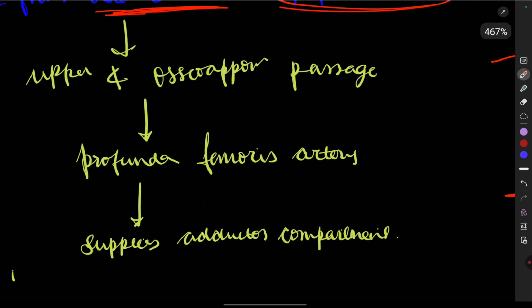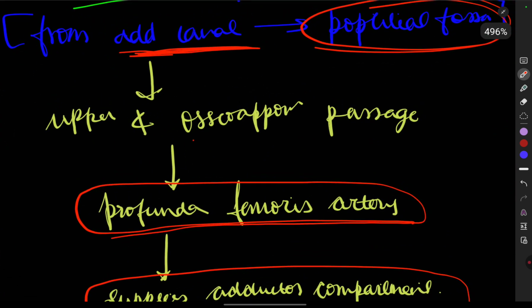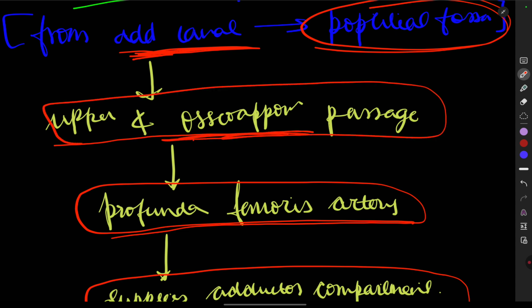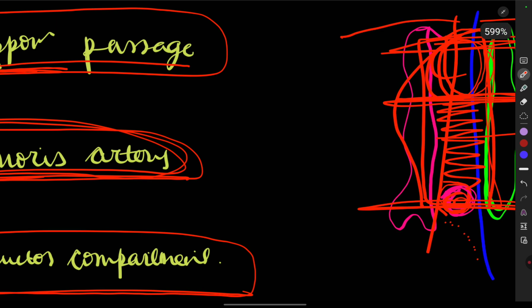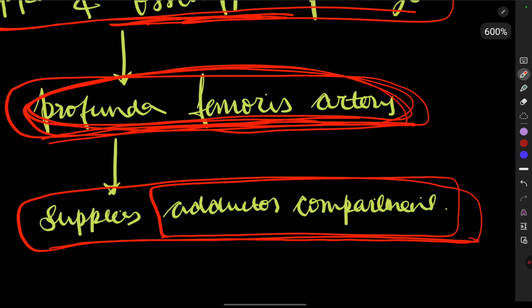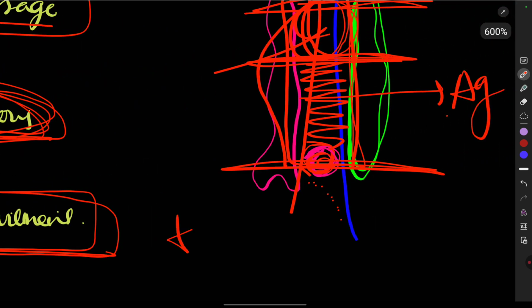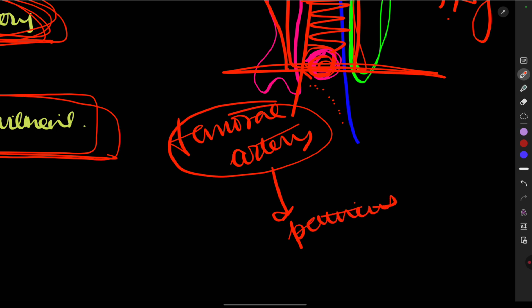The upper osteoaponeurotic passage of the adductor canal, as we saw, contains the profunda femoris artery as well, the branch of the femoral artery, which supplies the adductor compartment. And the femoral artery, which muscle does it supply among the composite muscles? We saw two composite muscles, right? The femoral artery supplies one of the hybrid muscles, that is the pectineus muscle, and the tibial part of the sciatic nerve supplies the adductor magnus muscle.